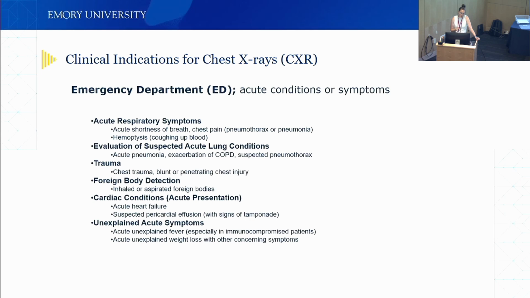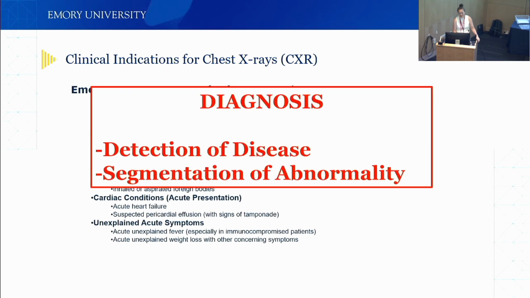And then we have the emergency department. So this is a lot of acute disease. So these patients are in stress. You want to image them fast and you want to act fast. So it's acute respiratory symptoms, pneumothorax, pneumonias. If you cough up blood, that's an emergency thing. Trauma, so a lot of bullet wounds, car accidents, bike crashes. Foreign body detection is mostly for children when they swallow or inhale things. Acute cardiac conditions, and then we have the unexplained acute symptoms that don't belong anything but are acute for the patient, so you want to do that fast.